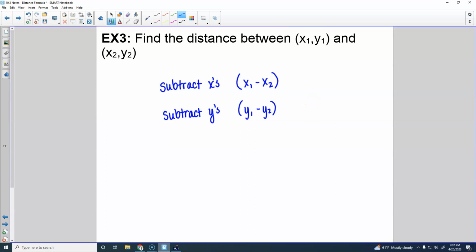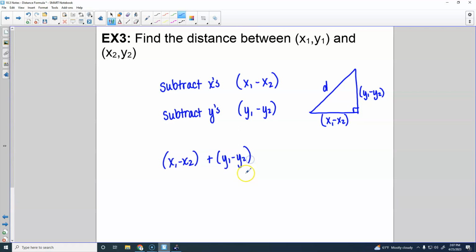Okay, so what I have come up with now, I got my triangle. The horizontal side is x1 minus x2. The vertical side is y1 minus y2. And I'm trying to find this distance over here. I've called it D, so I'm going to put D.